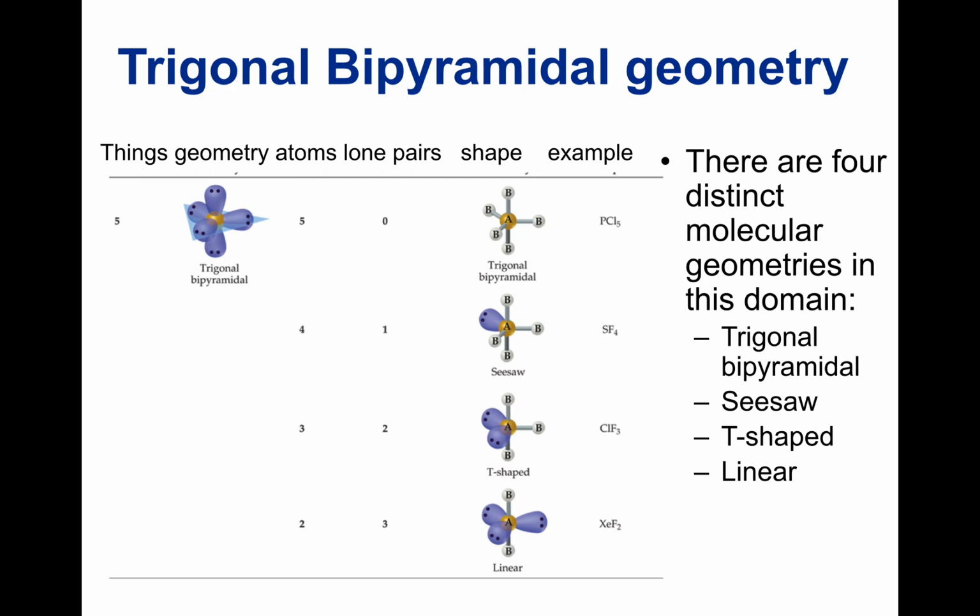These are all the different shapes that you can have in a trigonal bipyramidal. We already know that trigonal bipyramidal has five things around it. If you have five atoms, it's just a regular trigonal bipyramidal. If you have four atoms and one lone pair, it's called a seesaw shape. If you have three atoms and two lone pairs, it's called a T shape. And if you have two atoms and three lone pairs, it's called a linear shape. So you can have a linear trigonal bipyramidal. It's kind of weird. Make sure you've got all of these ones down.